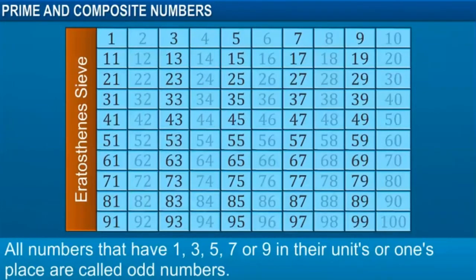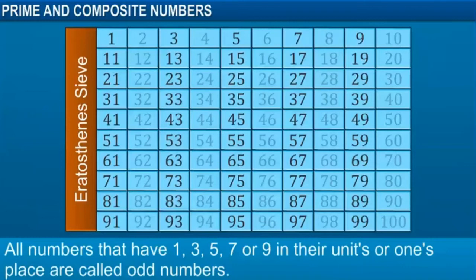Now you can see the highlighted numbers. What is the peculiarity of the highlighted numbers? They are all odd numbers, correct? In the unit place they have 1, 3, 5, 7 and 9, so they are called odd numbers.